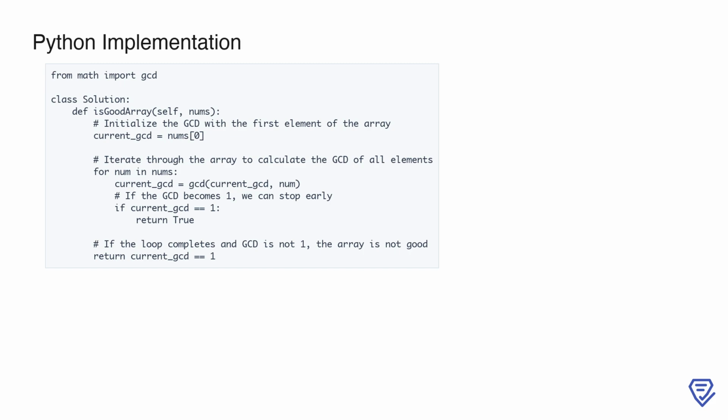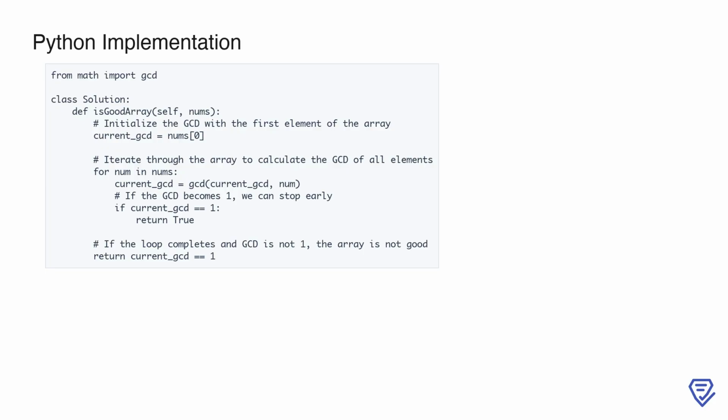The solution uses the math.gcd function, which efficiently computes the GCD of two numbers. The algorithm starts by initializing the GCD with the first element of the array. Then, it iterates through the rest of the elements, updating the GCD with each new element. If at any point the GCD becomes 1, we can immediately return true, as further computations are unnecessary.